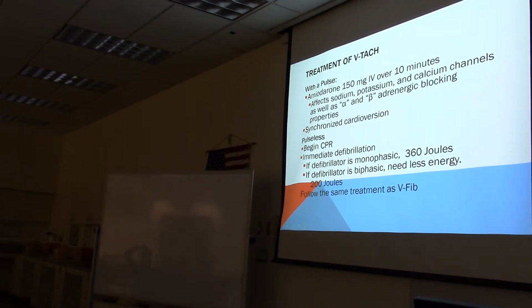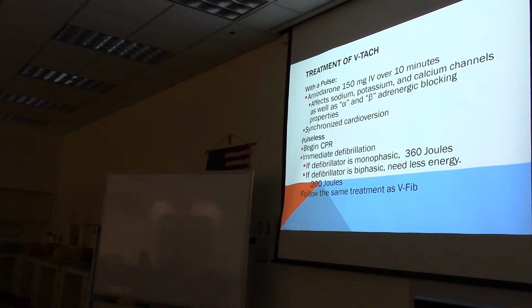All right, so how does amiodarone work? It affects the sodium, potassium, and calcium channels. It also has alpha and beta adrenergic blocking properties. So it's going to bring down blood pressure as well as stabilize the cells so they can't be so irritable.